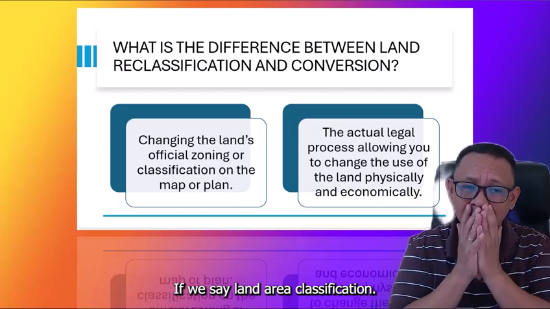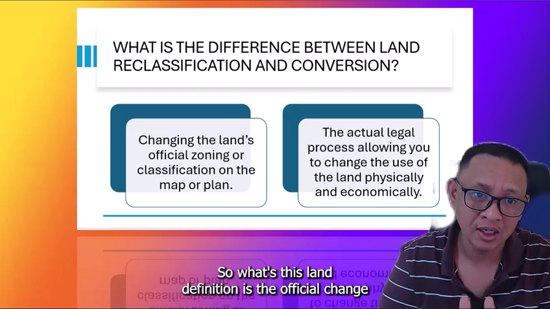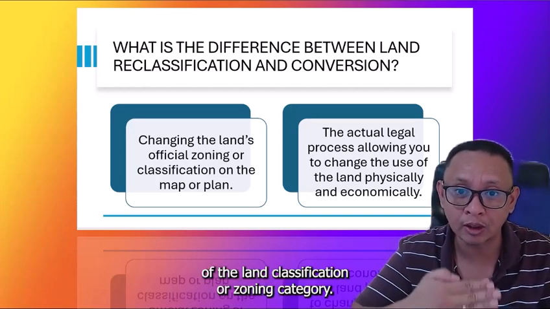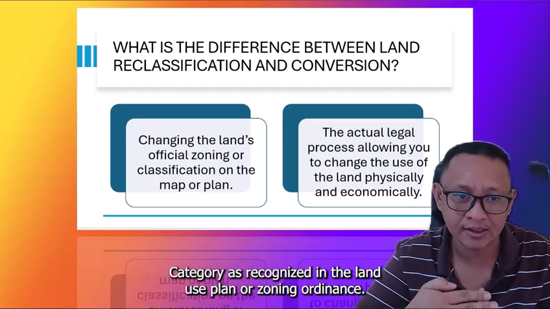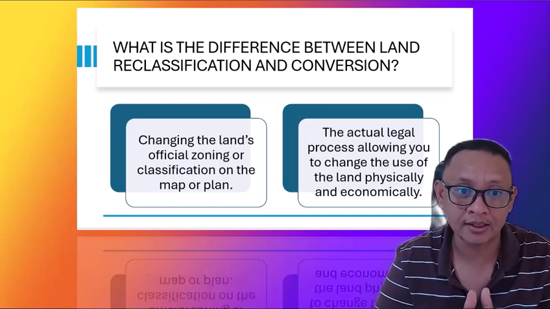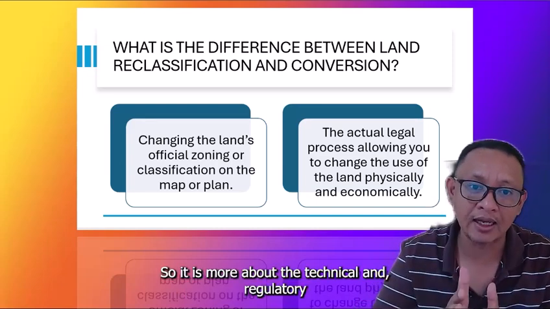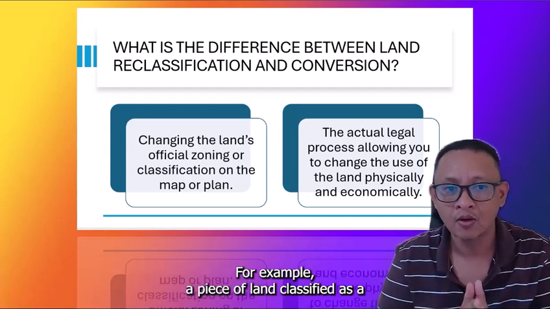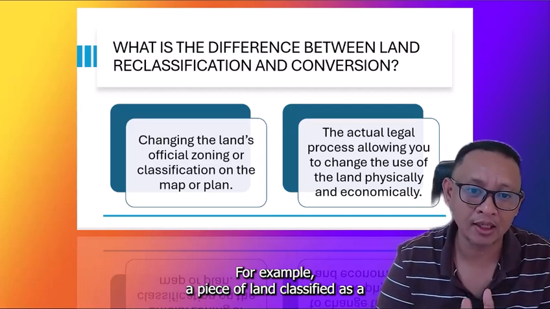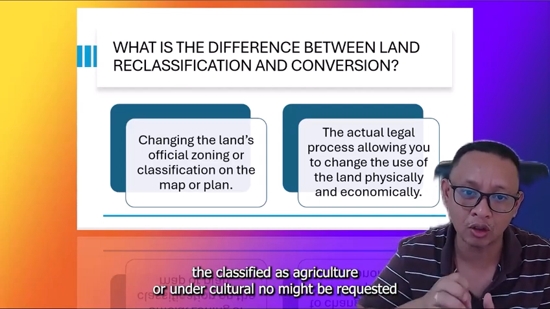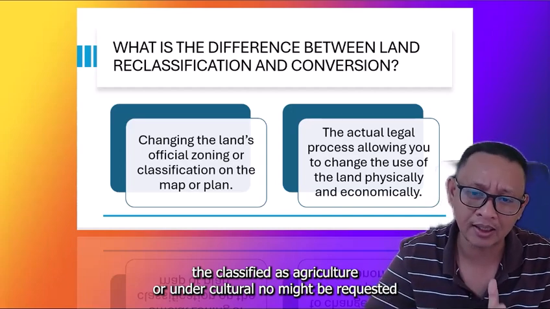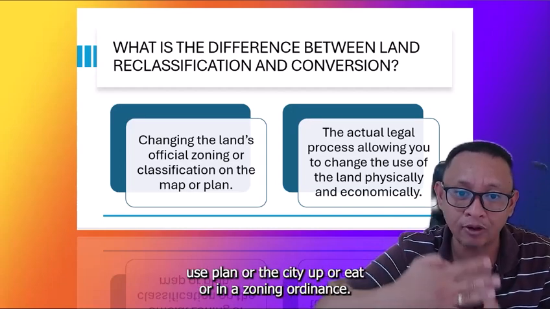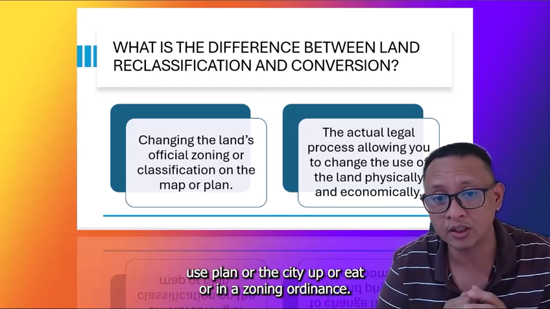If we say land reclassification, what's this? Land reclassification is the official change of the land's classification or zoning category as recognized in the land use plan or zoning ordinance. So it is more about the technical and regulatory leveling of land use under local or national planning schemes. For example, a piece of land classified as agricultural might be reclassified as residential or commercial in the local comprehensive land use plan or CLUP, or in a zoning ordinance.